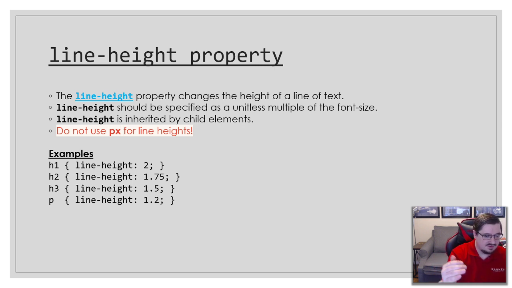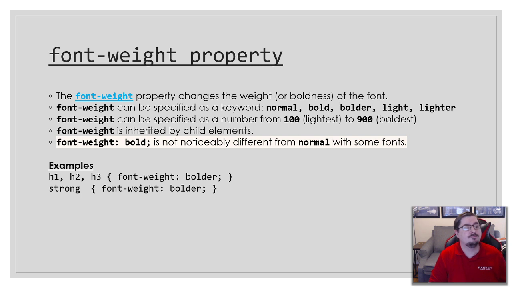Most commonly where you'll see that is in between lines, but it's technically above and below. We can also set the font weight property to change how bold the text is. You can either use keywords: normal, bold, bolder, light, or lighter, or you can specify a number going from 100 to 900, 100 being the lightest and 900 being the boldest. If I remember right, normal sits around 400. Bold is generally considered like 700.